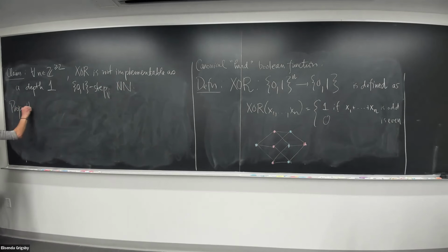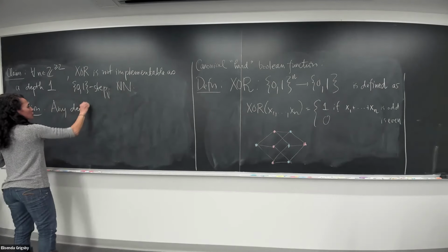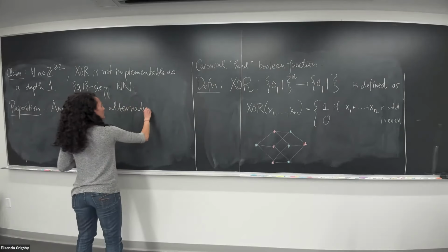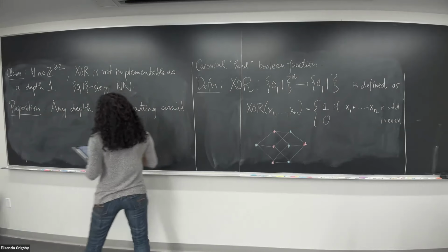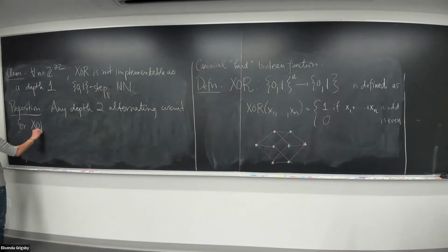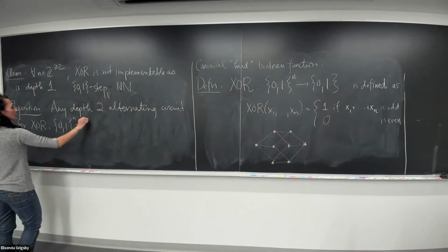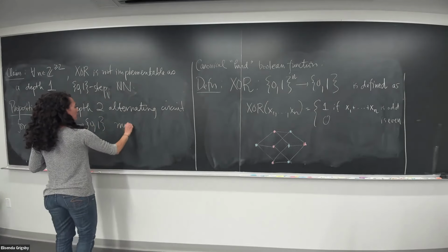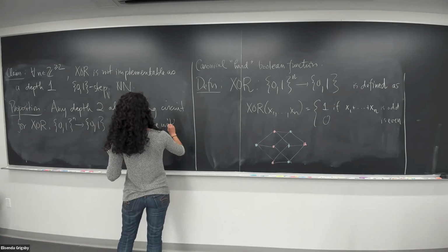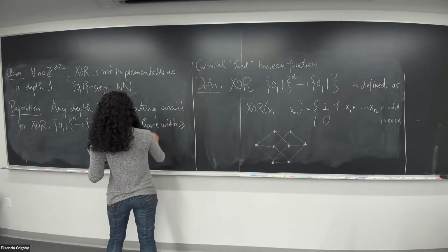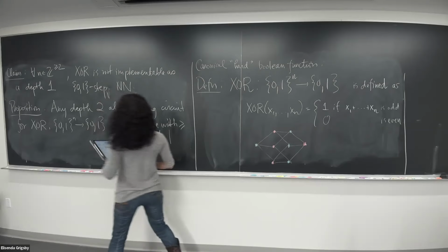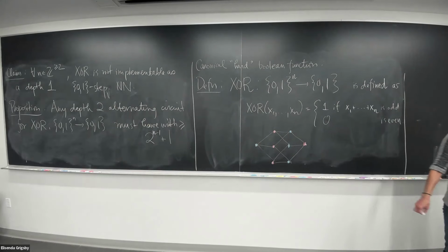But what is less obvious? Any depth 2 alternating circuit computing XOR must have width at least 2^(n-1) + 1. So the construction that we gave last time, if we were to try to generalize it, we somehow can't do any better for this function.